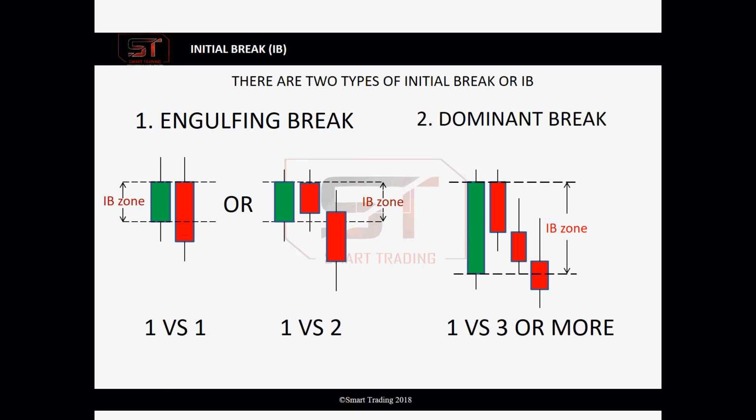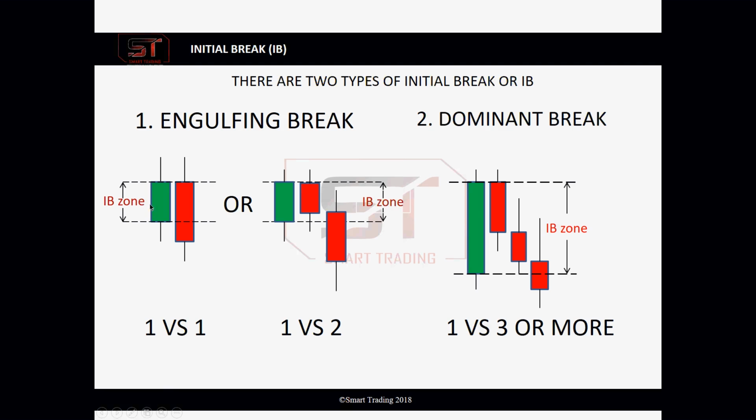The first one is the engulfing break, and the second one is the dominant break. So what is an engulfing break? Basically, an engulfing break is when the previous candle is engulfed, or there's a much bigger candle that happens after it.